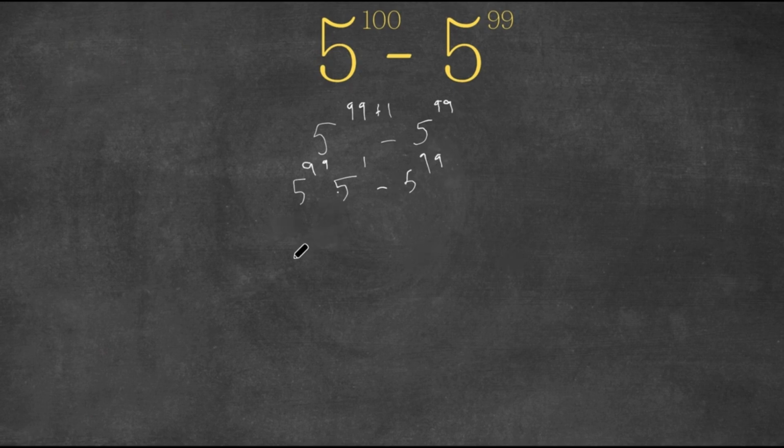All right, so now that we have this, because we have two 5 to the power of 99s, why don't we factor that out? We're going to factor out 5 to the power of 99. So we're going to do 5 to the power of 99 times 5 to the power of 1, divided by 5 to the power of 99, is simply 5 to the power of 1, minus 5 to the power of 99 divided by 5 to the power of 99 is simply 1. Now, 5 to the power of 1 is just 5, so this is essentially asking 5 minus 1, which is 4. So we have 4 times 5 to the power of 99.